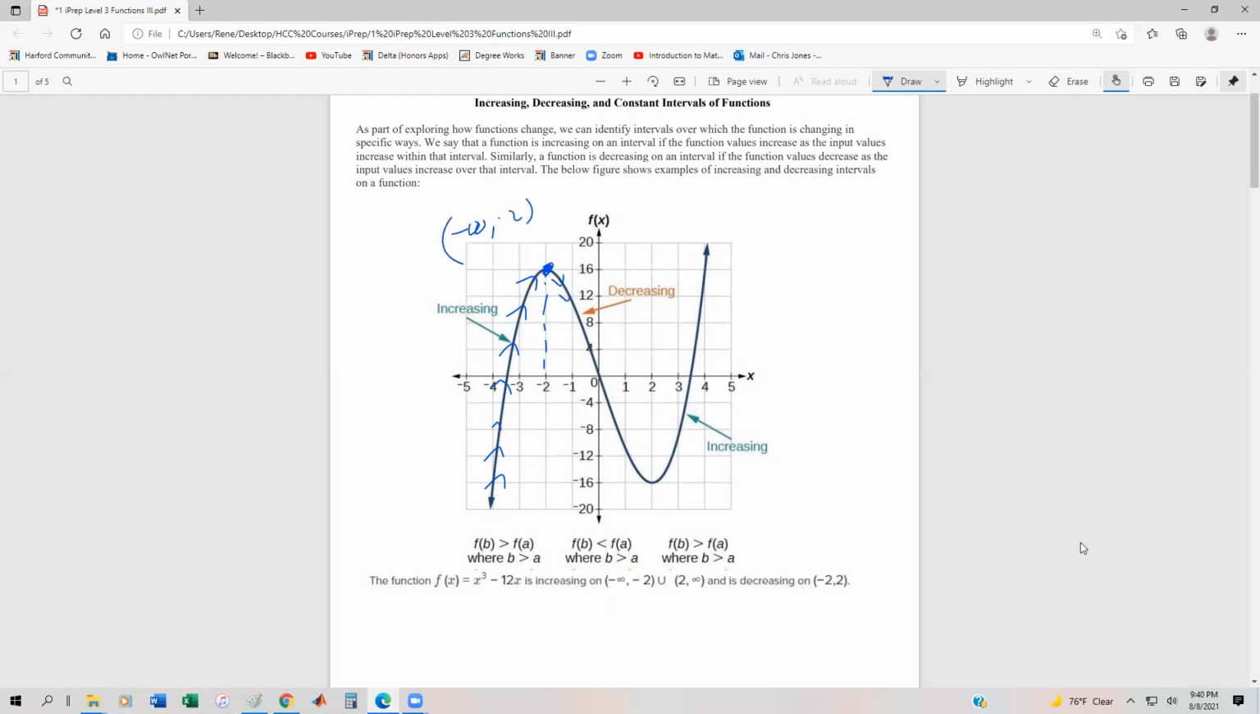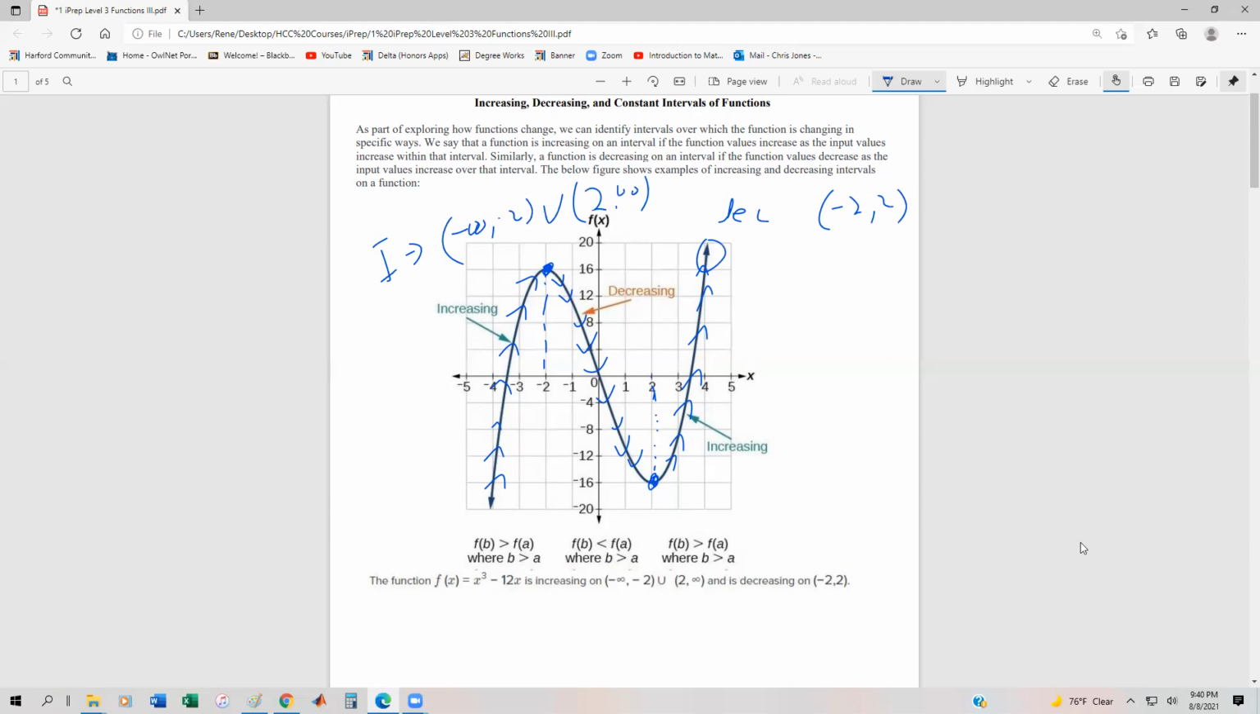And then what happens is it starts decreasing. Right? It's going to keep decreasing until it gets to this value on the x, which is going to be +2. And so it's decreasing from -2 to +2. And then it starts increasing again up until infinity, as indicated by this arrow. So we're going to conjoin this interval with which it's increasing and say it's increasing from negative infinity to -2, and from 2 to infinity as well.